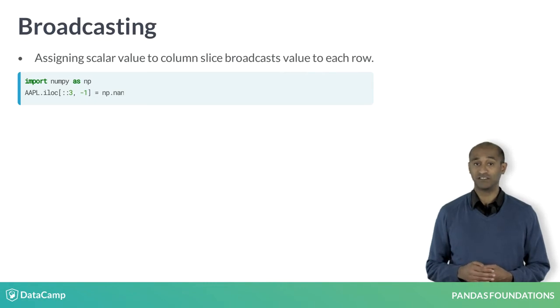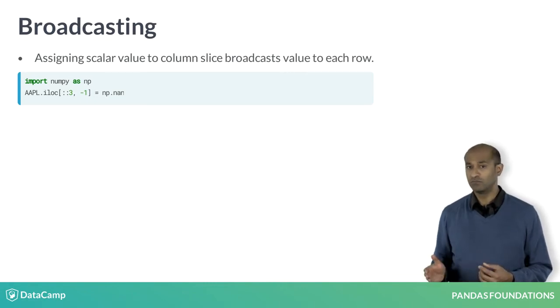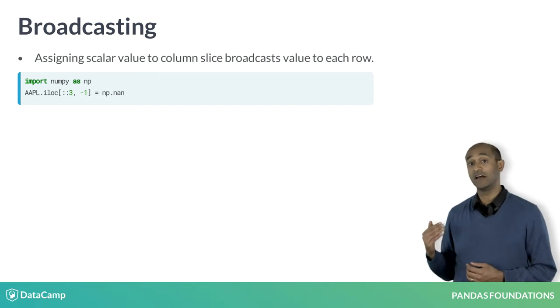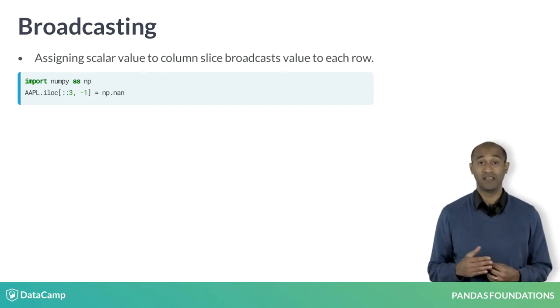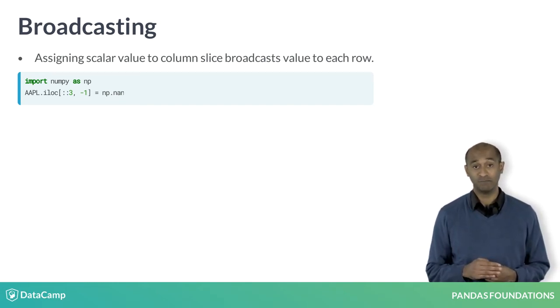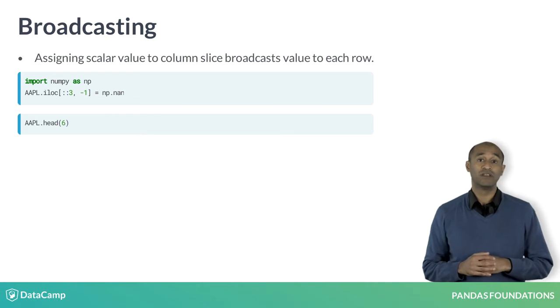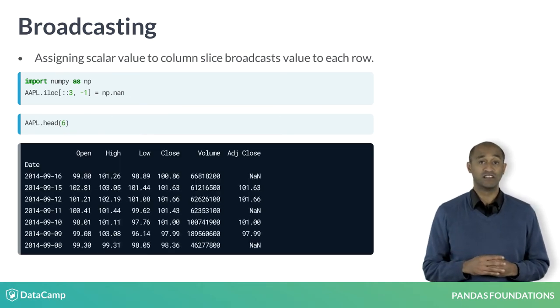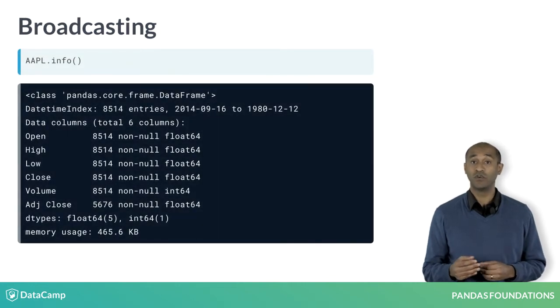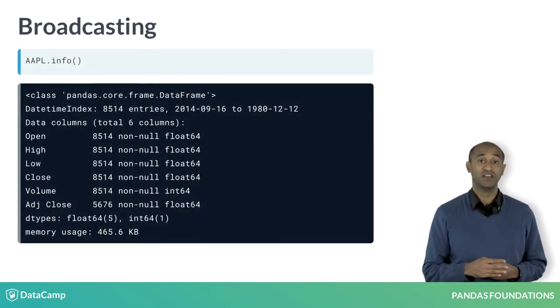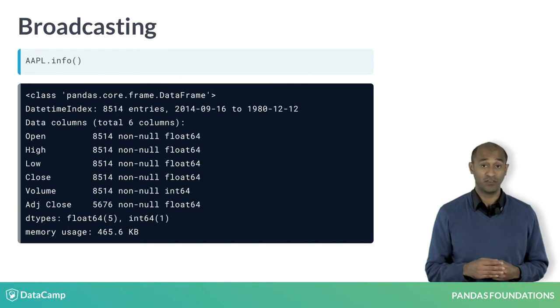Pandas data frame slices also support broadcasting. We'll learn more about this later. Here, a slice is assigned a scalar value, in this case, NaN, or not a number. The slice consists of every third row starting from 0 in the last column. We can see head 6 to see the changes. We can also call info and notice the last column has fewer non-null entries than the others due to our assigning NaN to every third element.